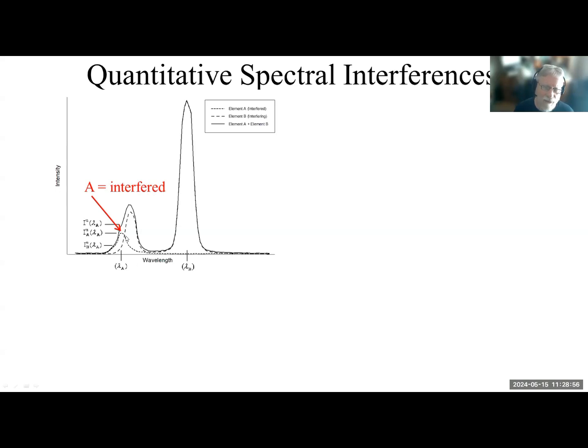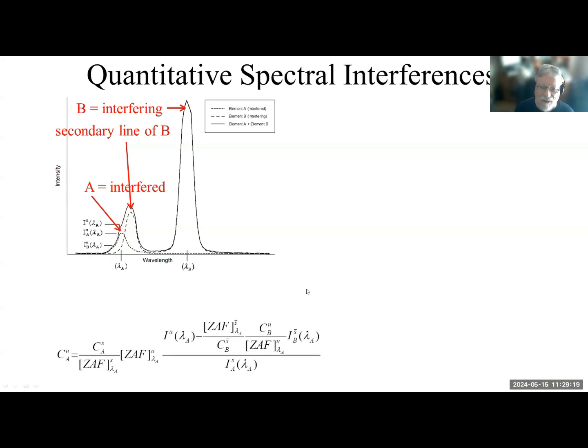So here, this little bump right here, this is our interfered element. This is the one we care about, so that's element A. And then we have the interfering element, which is element B. And then this is a secondary emission line of that B peak there. This happens to be overlapping on our A line. And if you ignore this right here, you'll see that this is just the normal, fully quantitative expression that we use to calculate concentration of our standard, the ZAF correction or phi-rho-z.